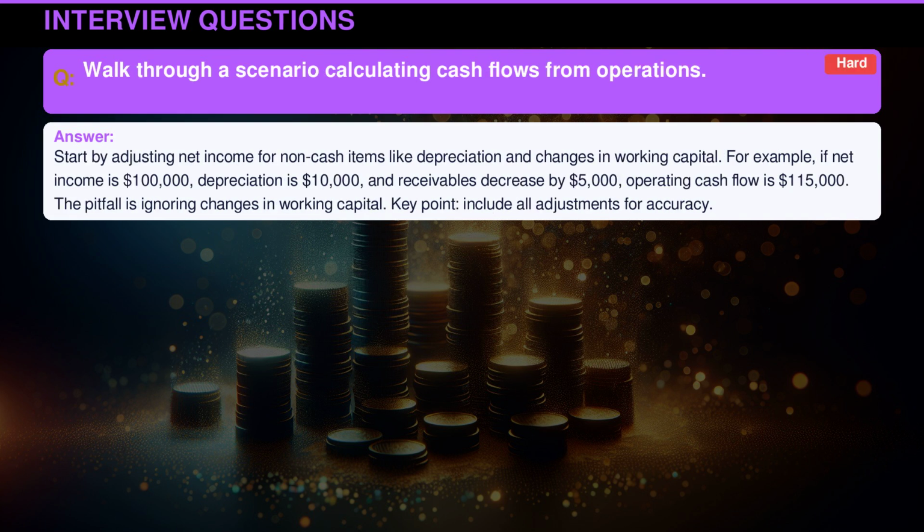Start by adjusting net income for non-cash items like depreciation and changes in working capital. For example, if net income is $100,000, depreciation is $10,000, and receivables decrease by $5,000, operating cash flow is $115,000. The pitfall is ignoring changes in working capital. Key point: include all adjustments for accuracy.